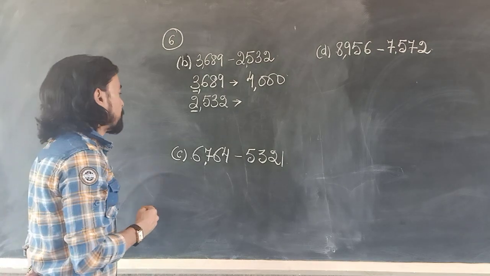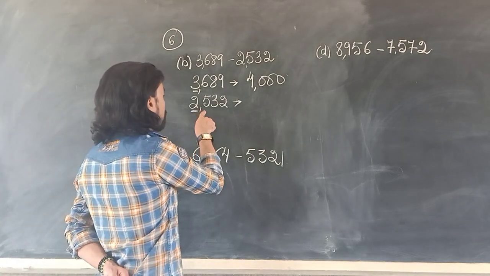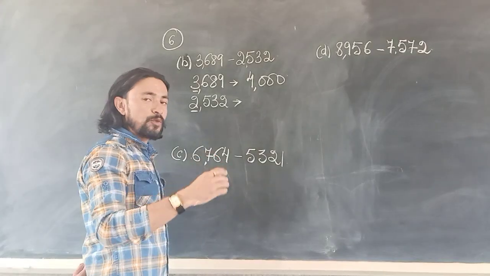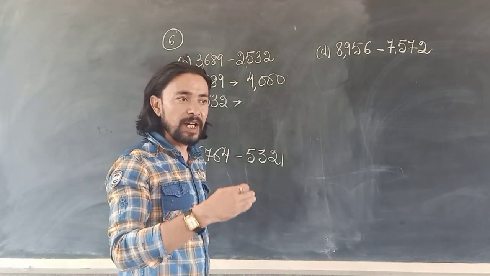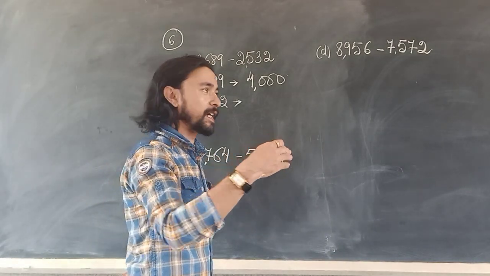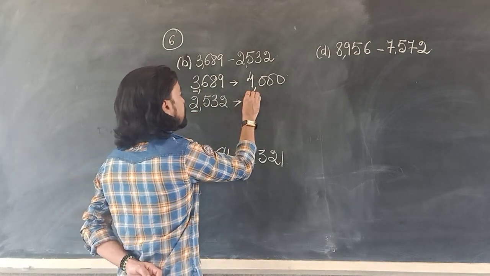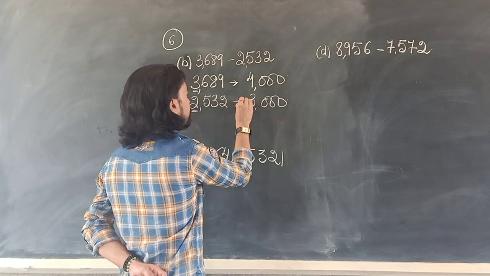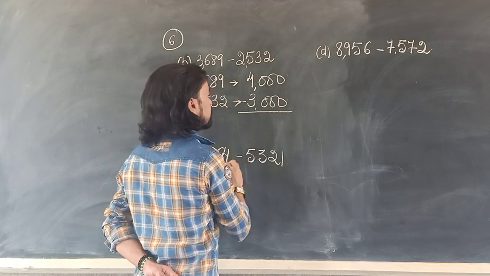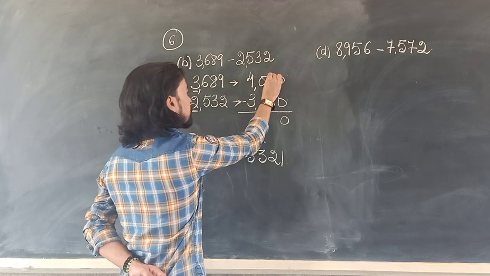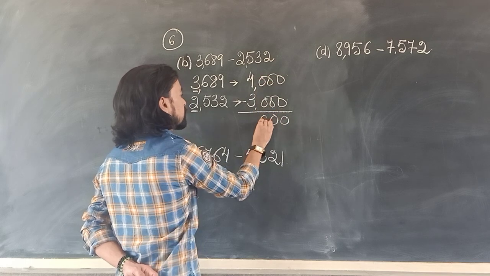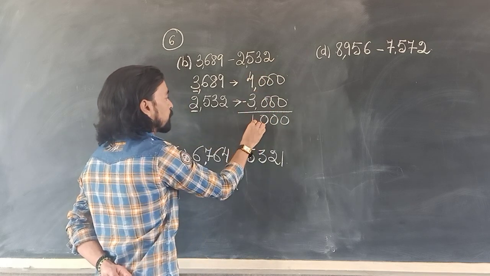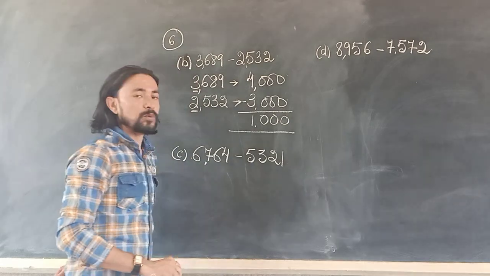I come to the next part. After 2 comes 5. Again, this falls in the second category. That means 5, 6, 7, 8, 9. So this 2 will increase by 1. It will become 3. But the remaining will become 0. And I subtract. 0 take away 0 is 0, 0, 0. 4 take away 3, 1. My answer 1000.